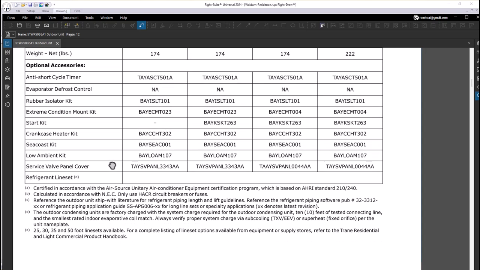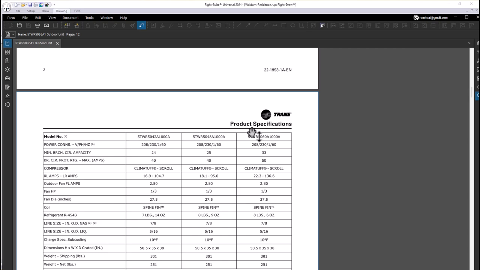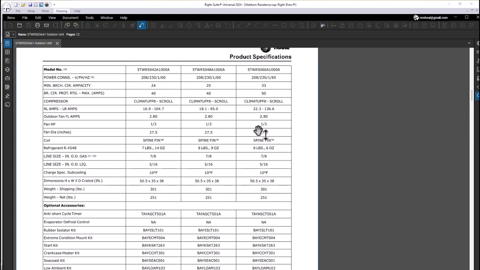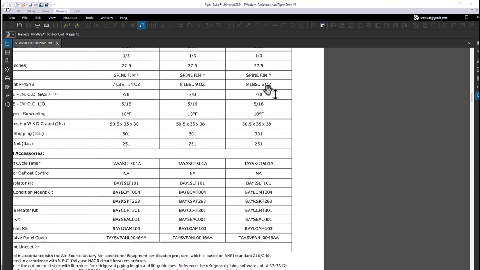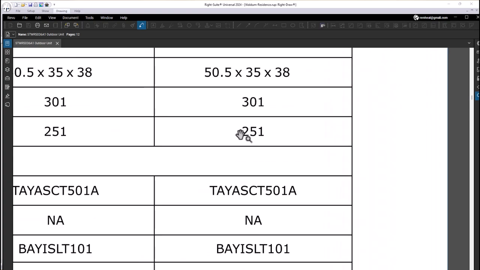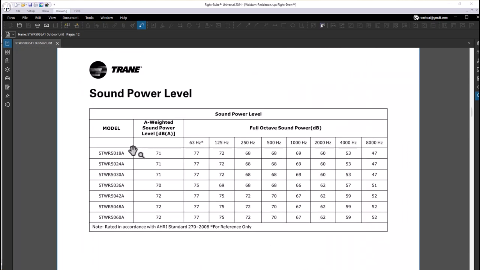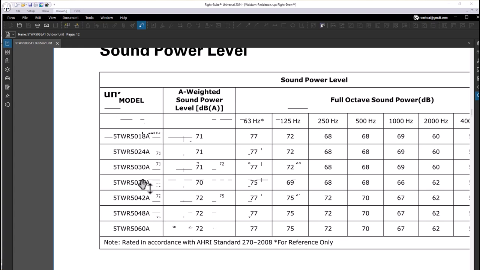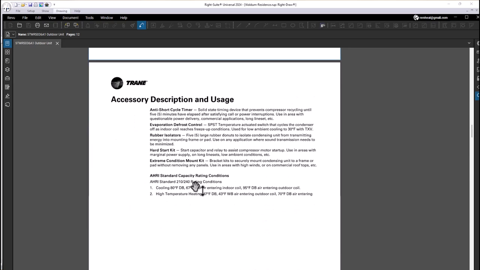All right, so let's keep on checking these spec sheets, product specifications. Oh my gosh, look at this. If you have a 60, for example a 5-ton unit, it's going to be heavier. See, 251 pounds. Okay, let's keep on going down. We're checking sound power level here. We have the 36, a 3-ton unit, so your decibels are going to be 70. It's a little noisy, but it's still manageable.